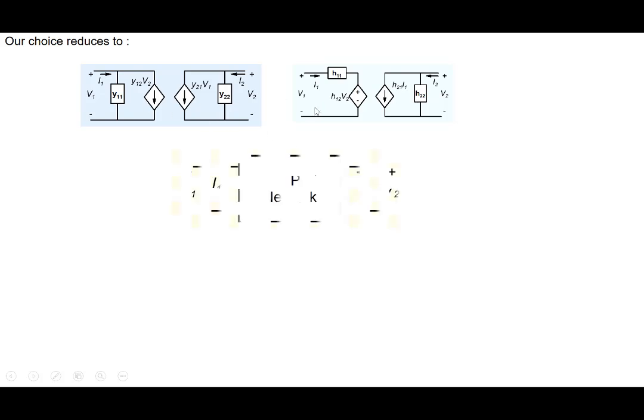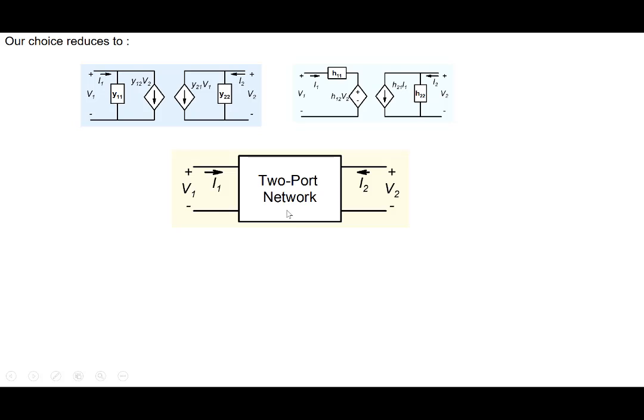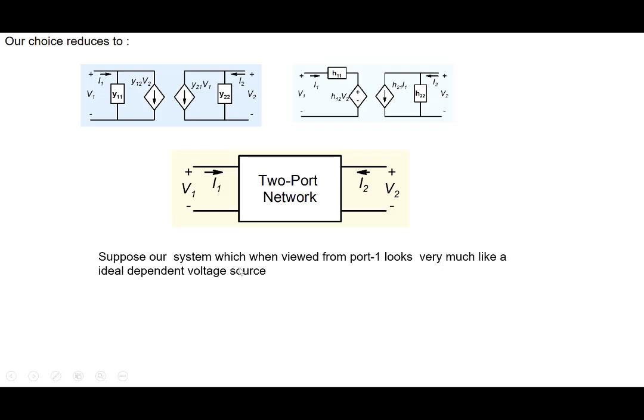Now, for the sake of discussion, suppose this two-port network is such that when you look at it from the input side, it looks more like an ideal dependent voltage source. Think of a voltage source in the sense that the resistance in series with the voltage source is very, very small. An ideal voltage source will have zero resistance or impedance. So suppose looking from this side, it looks more of this kind. Now our choice is already between these two.